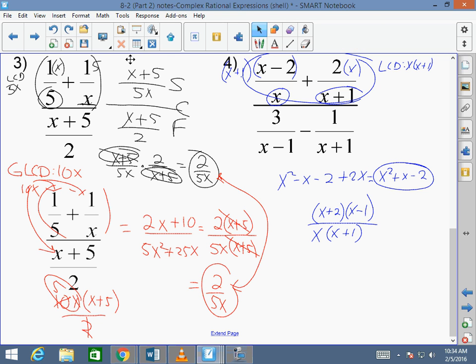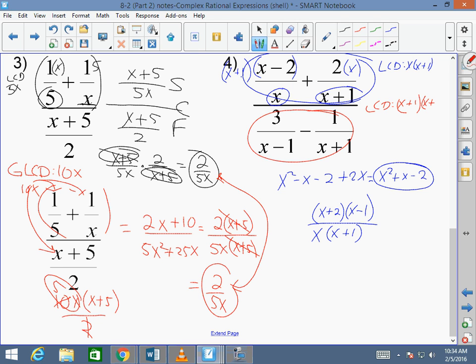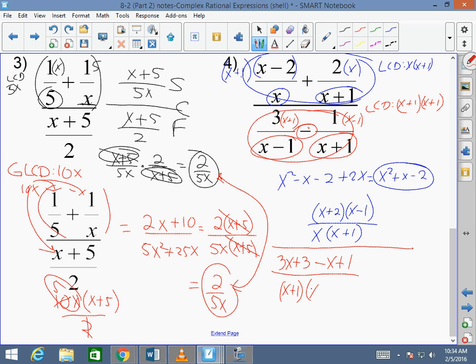Okay. What's my LCD for this guy? X minus 1 times x plus 1. What do I need to multiply here? On x plus 1. And here? On x minus 1. Now, so this is over 3x plus 3. Please remember there's a negative, so that negative 1 has to distribute. Minus x plus 1 over x plus 1, x minus 1.